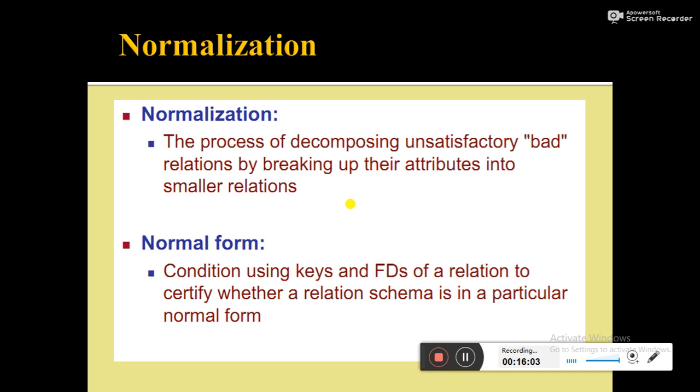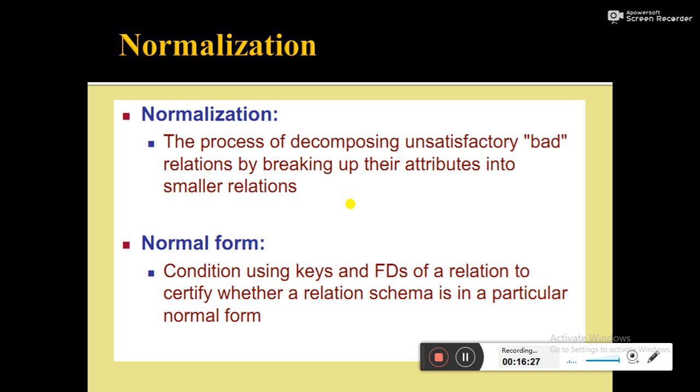Now, while designing a relational database, first of all, we have to follow guideline 1, then guideline 2, guideline 3, and lastly, guideline 4. These are the preliminary steps while designing a database. Once we follow these 4 guidelines, we will have come up with a relational database, a set of tables.